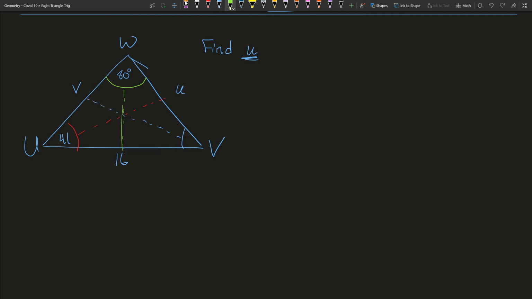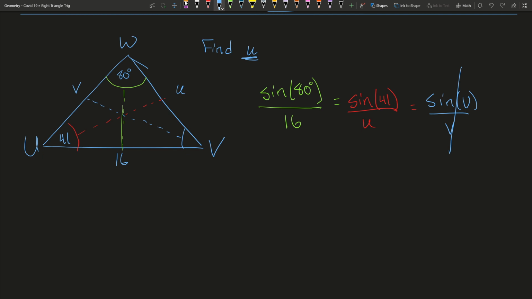All right, so when I do that, I get sine of 80 over 16 is equal to sine of 41 over u is equal to sine of v over v. Okay, and again, we're just looking for u, so any other unknowns, we should cancel that ratio out. All right, so we can ignore this blue ratio. And then we can solve these two.